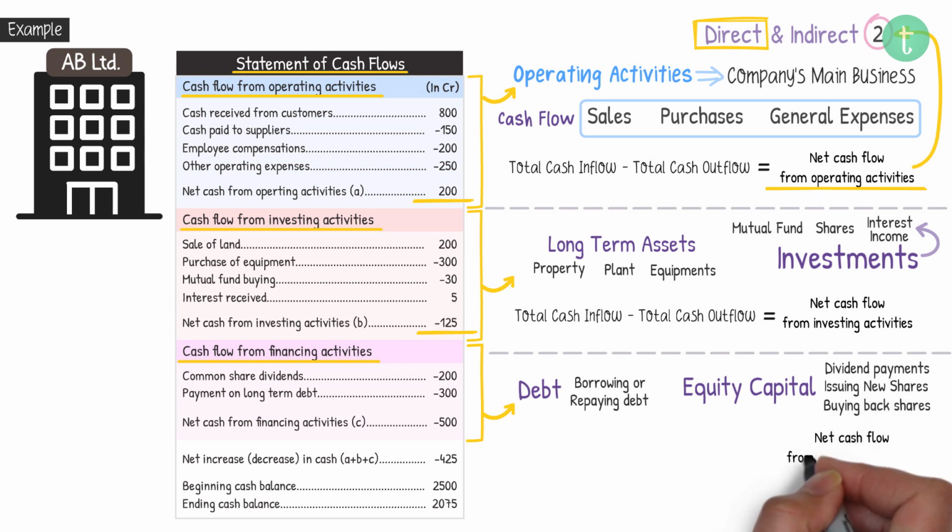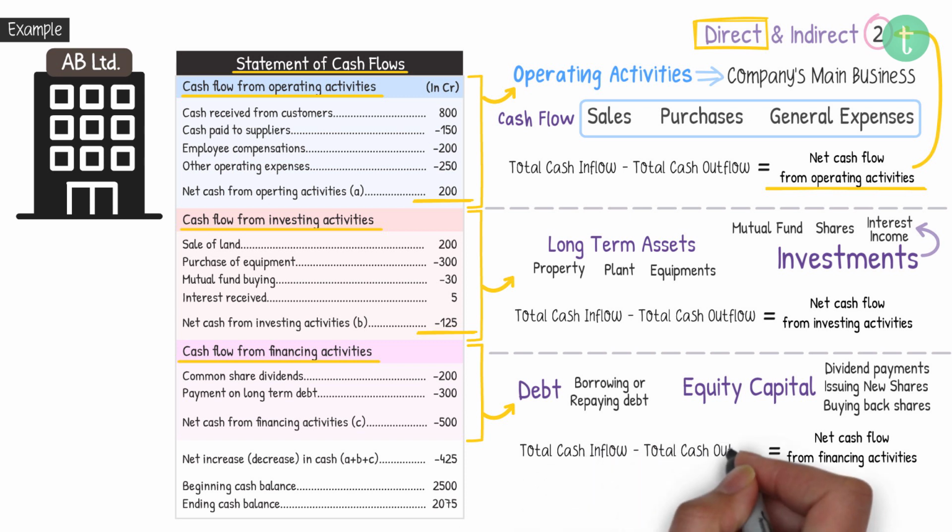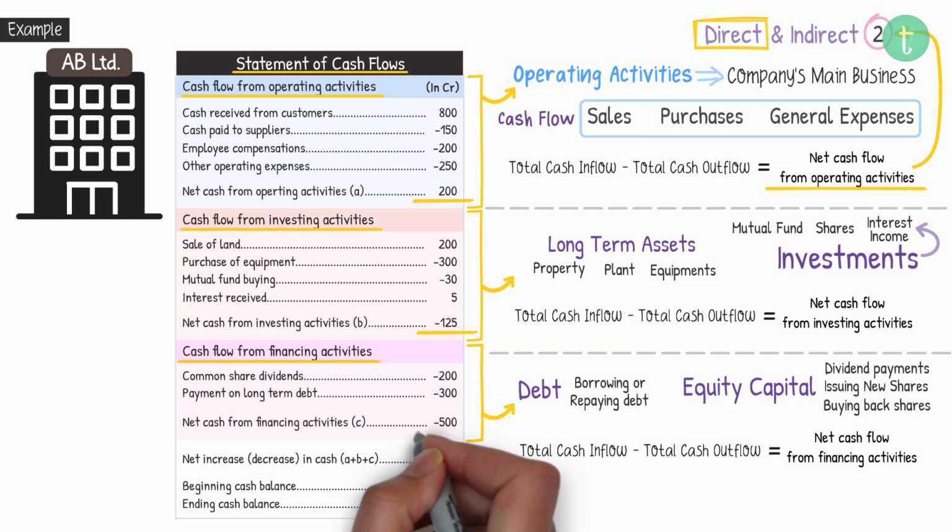The net cash flow from financing activities is calculated by subtracting the total cash outflow from the total cash inflow. In the case of AB Limited, the net cash flow from financing activities is minus 500 crore rupees.